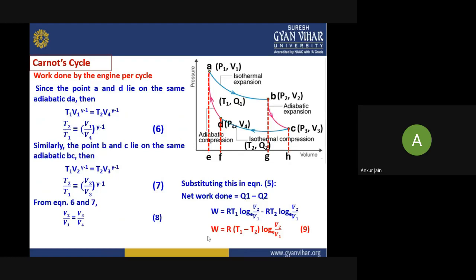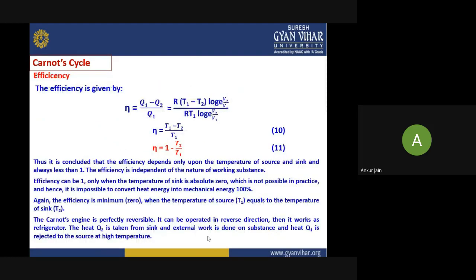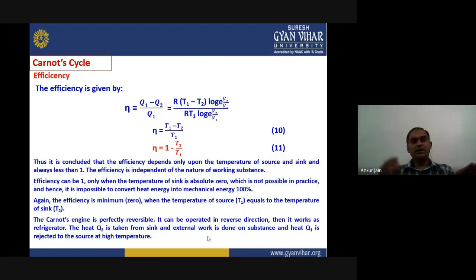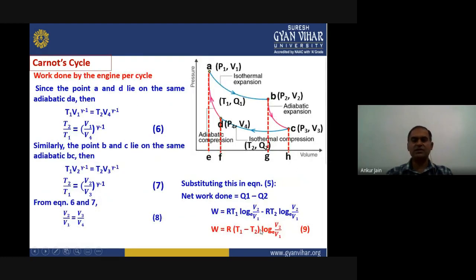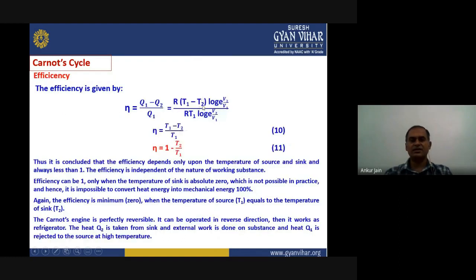Now we will calculate the efficiency, and efficiency of any engine is given by the difference of heat absorbed and heat given, that is the work done, divided by the heat absorbed by the system. So that is Q1 minus Q2 upon Q1. We already know the value of Q1 minus Q2, we have just now calculated it. So we have written here R T1 minus T2 into log V2 upon V1, and we know the value of Q1 also, we have calculated it in the first cycle, and that is equal to RT1 log V2 upon V1.